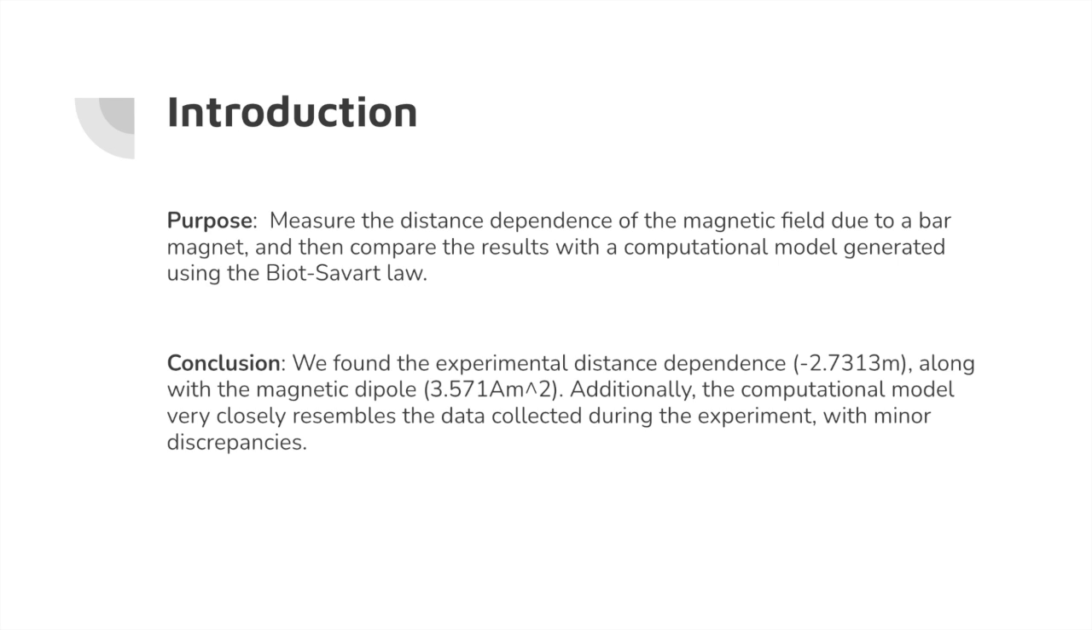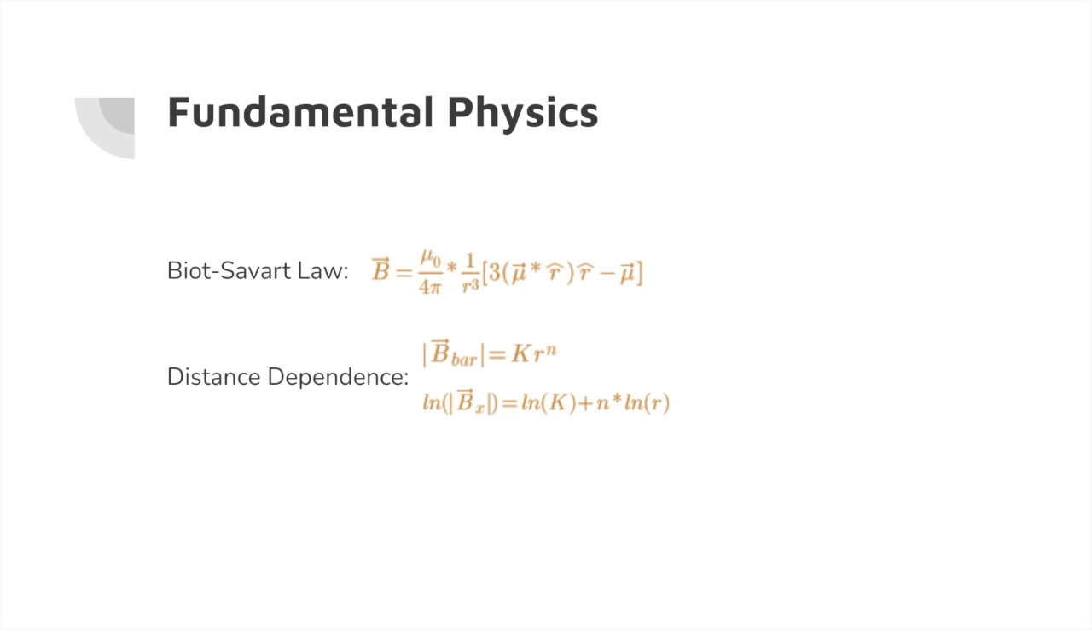We will conduct this experiment using a small bar magnet and a magnetometer sensor on a smartphone. As you will see, the experiment will yield an experimental distance dependence of negative 2.7313 and a magnetic dipole of 3.571 Am². Additionally, the computer model we created very closely resembles the data collected during the experiment, with only minor discrepancies.